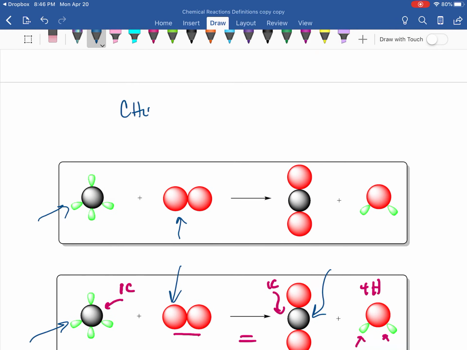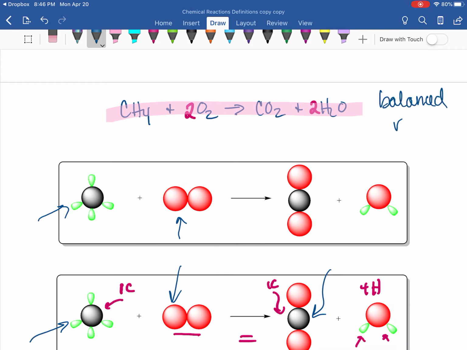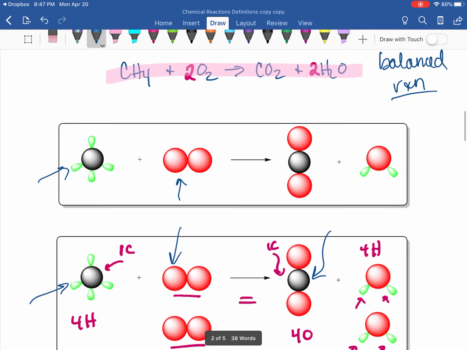So how do you write that? Let's write it up here. How would you write that then? You're going to say CH4. Okay, we kept that the same. But now our oxygen, we ended up with 2 of them. And then our carbon dioxide, we still had 1. But our water, we had 2 of them. So this is now a balanced reaction.